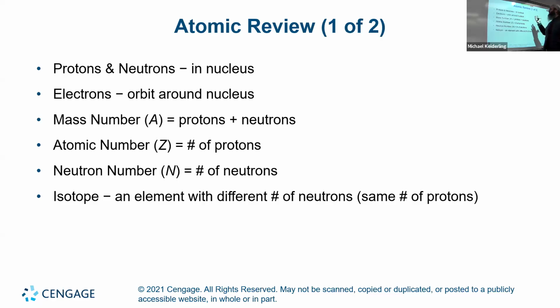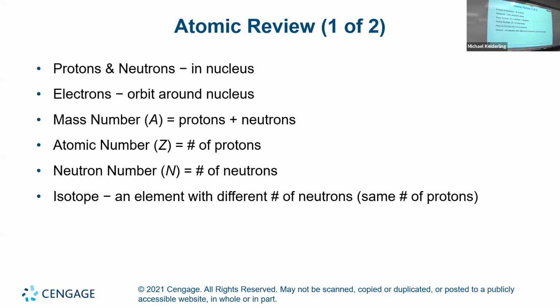So protons and nucleons are in the nucleus. Electrons orbit around the nucleus. The atomic mass number is the number of protons plus the number of neutrons. The atomic number is just the number of protons. The neutron number is the number of neutrons.